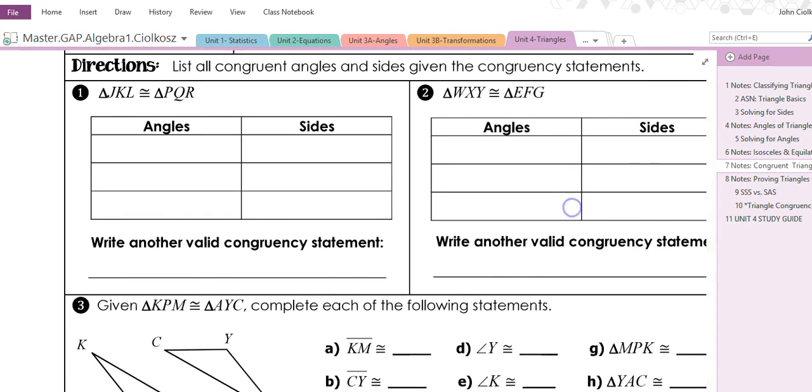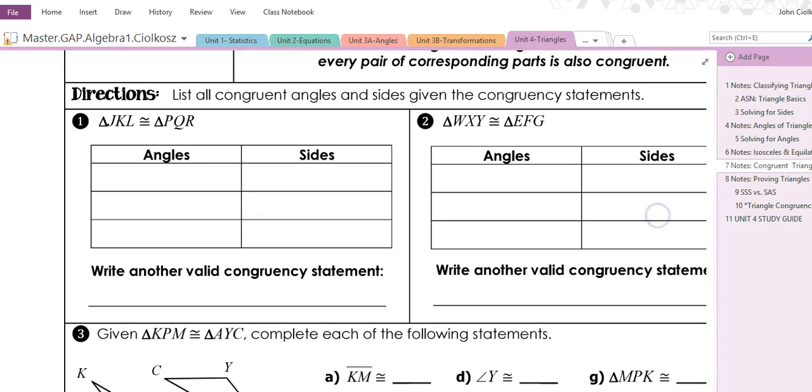Alright, so just a little bit of practice here. We'll do one together. Okay, so if I think about angle J, that's the first thing, must be congruent to angle first thing P.